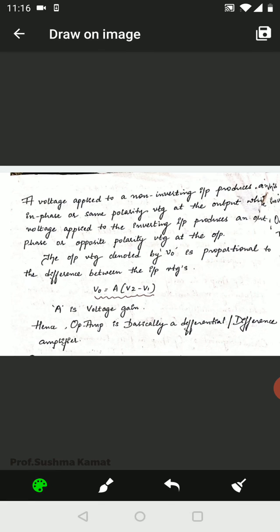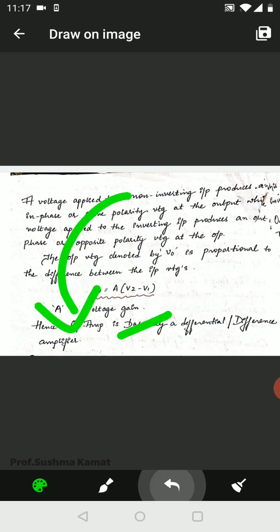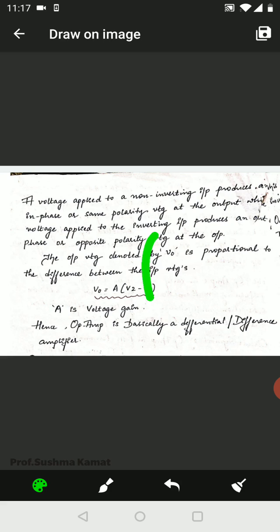So as I already told you, there are two inputs. One is the non-inverting input and the second one is the inverting input. The non-inverting input is basically positive and the inverting input is basically negative. Now I have explained all about the difference amplifier, or the differential amplifier.